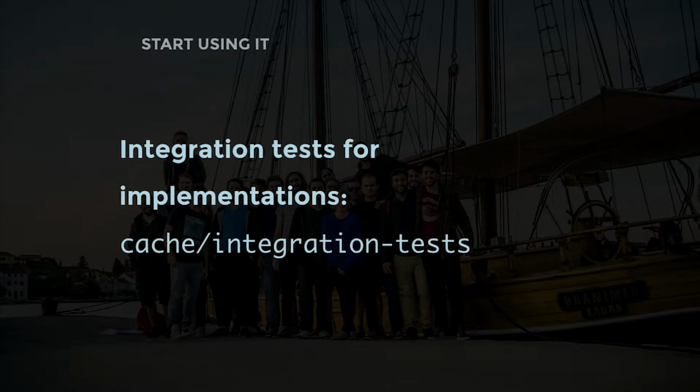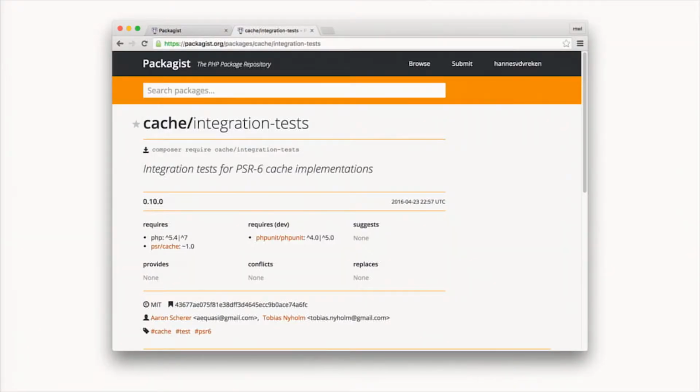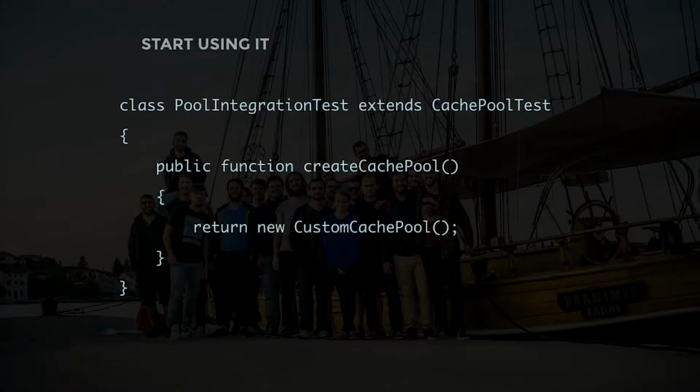If you want to build your own package that provides those implementations, you can use a package called cache/integration-tests. This package basically provides integration tests for PSR-6. That's super easy. You don't have to write your own unit tests or integration tests. Just extend this PHPUnit test case, and it will have all the test methods that will prove that your package is a valid implementation. Super useful.